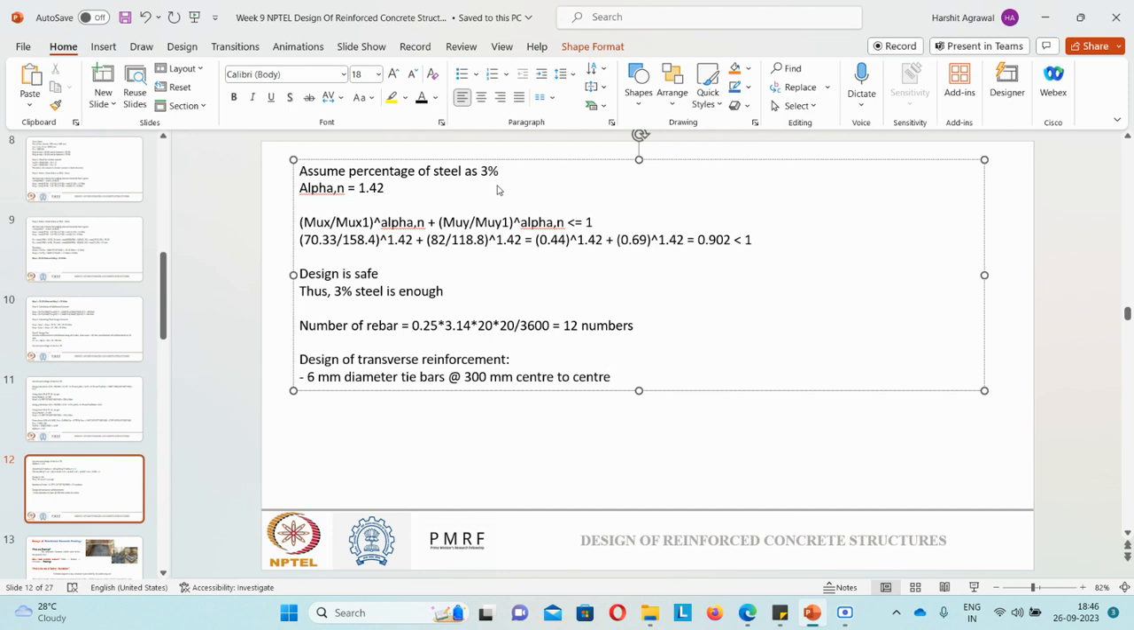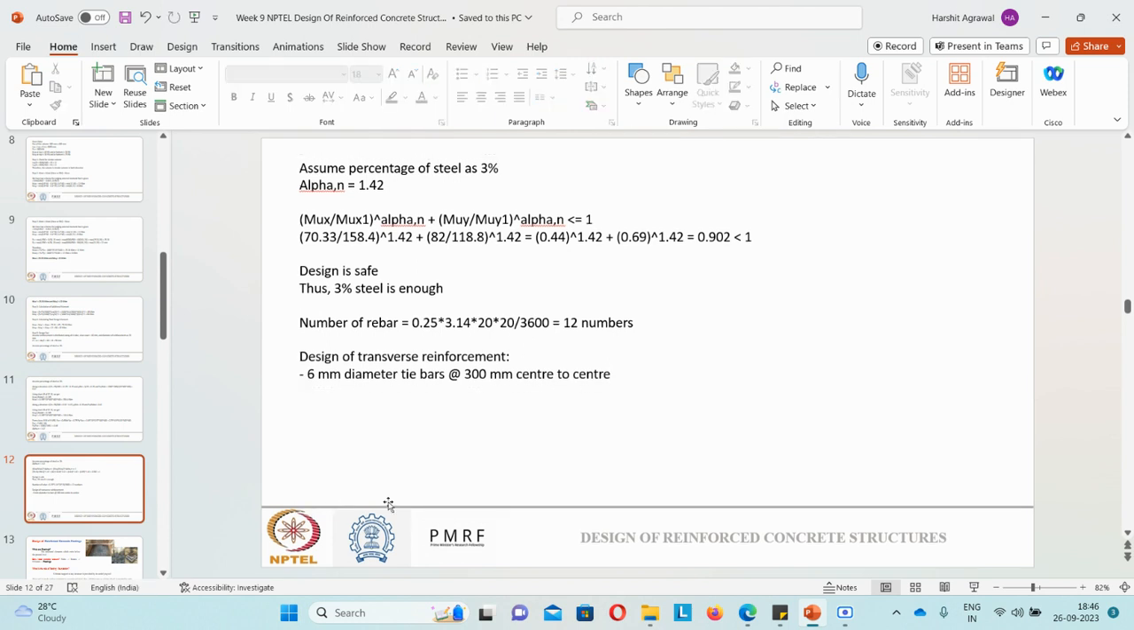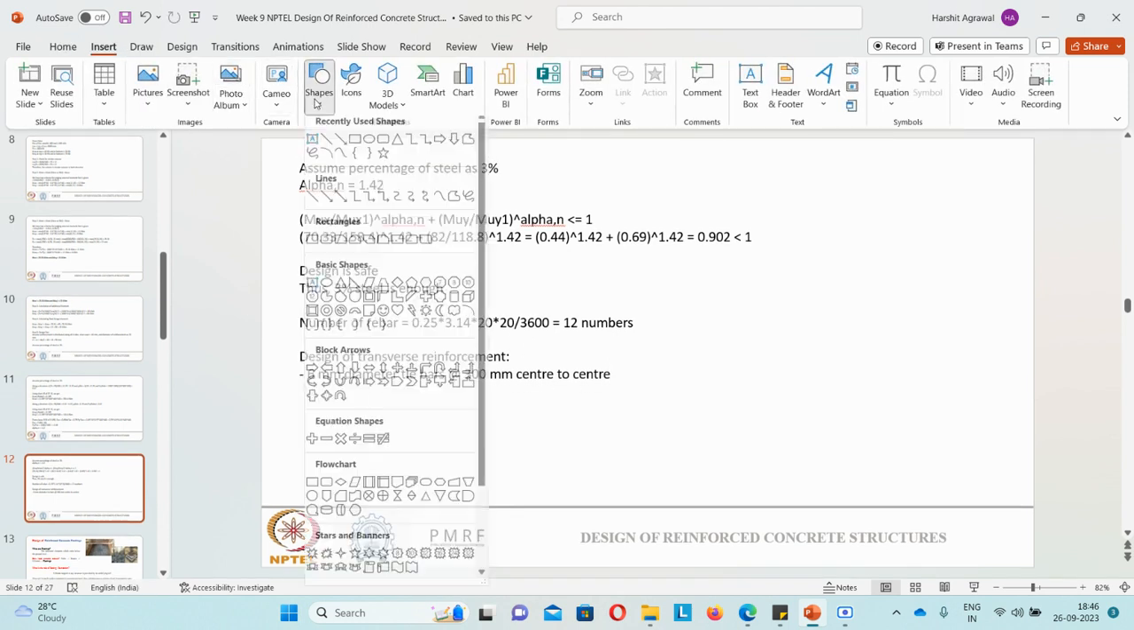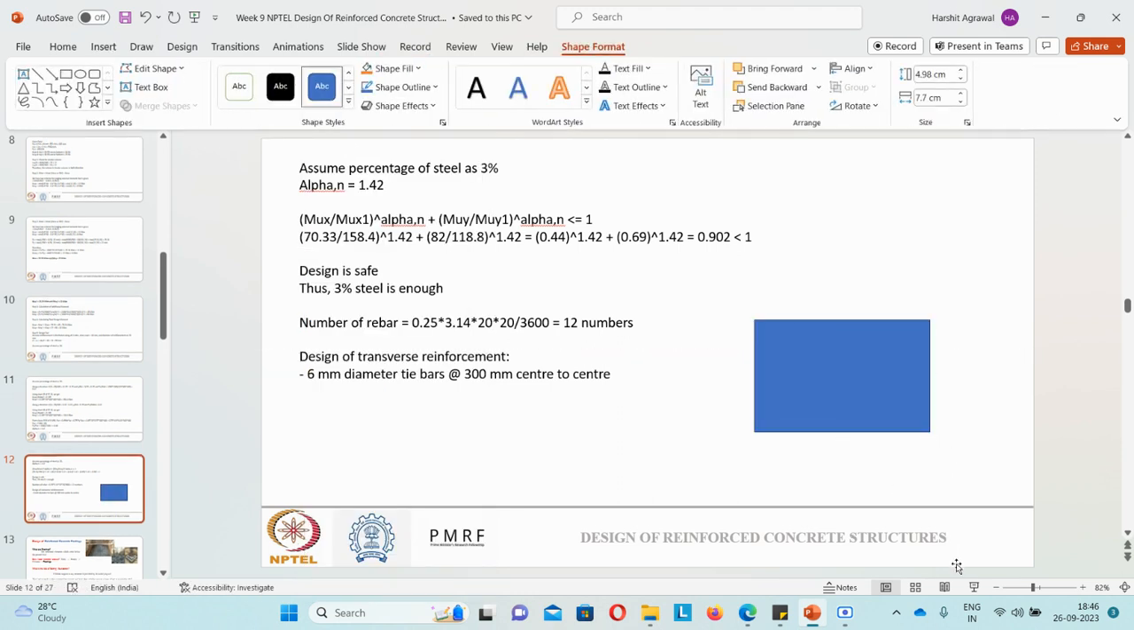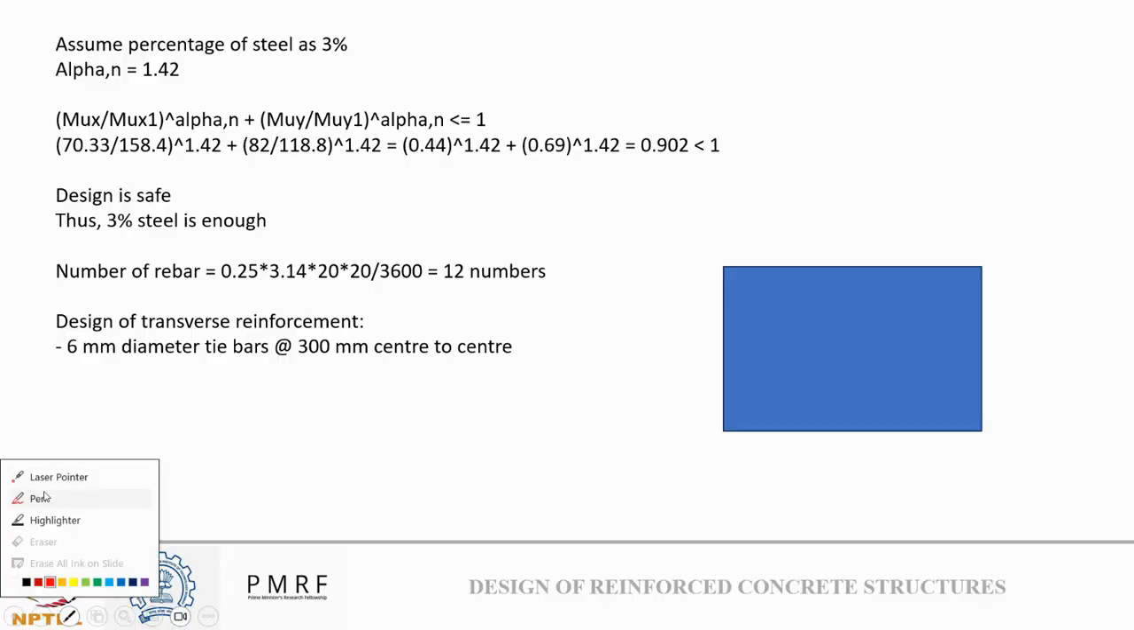So this is how we design. So you need to provide 12 numbers of rebar equally along all the sides. So how it will be done? I will just show you a very rough diagram. Okay, suppose this is my cross section. So I will have one rebar here at the corners, and I need to provide eight more. So two here in between.